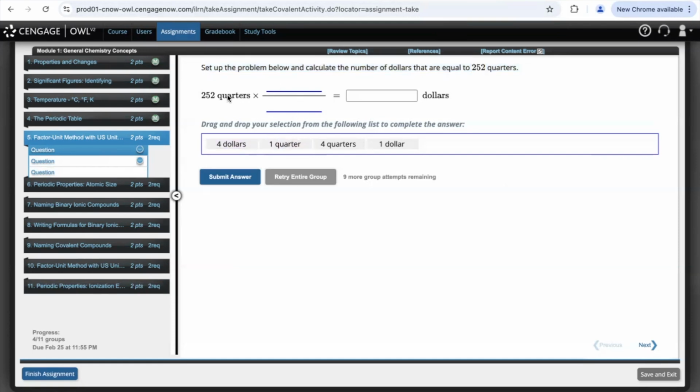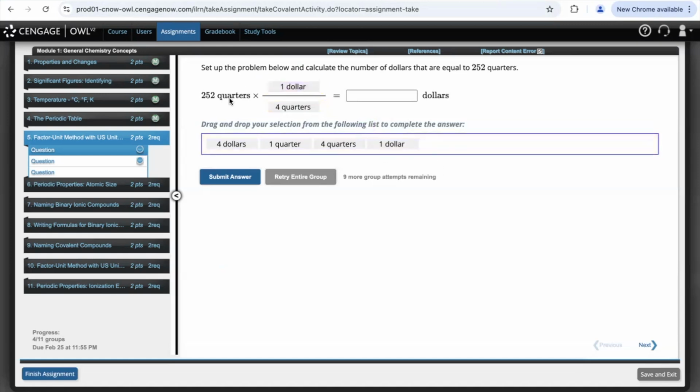So with factor label method, you always want the top and the bottom to cancel. So I know that I want quarters on the bottom since quarters is on the top over here. So then it's a matter of matching this correct. Is it 1/4 equal to $4, or is 1/4 equal to $1, or 4/4 equal to $4, $1? I know that 4/4 is $1. There we go. All right.